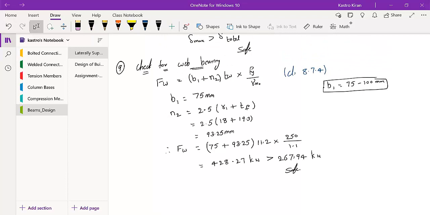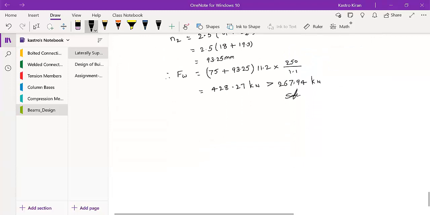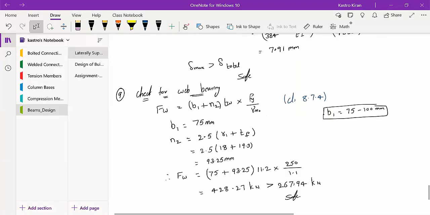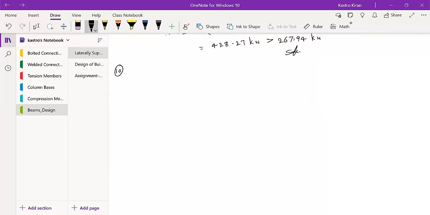Just use the simple formula, and from that formula you verify this. Remember, whatever value of Fw you obtain must be greater than the shear force which you have solved. There is also one more step to solve, the 10th step, which is the check for web buckling. This also you have to solve.